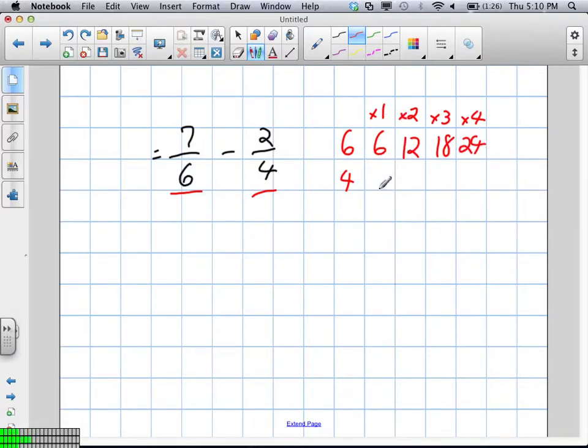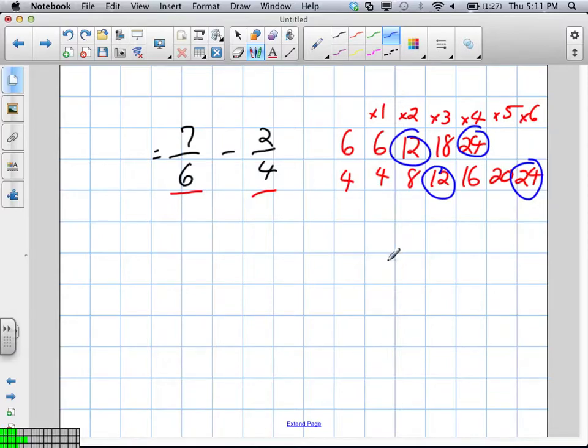Now let's use 4 and see if we can figure it out. 4 times 1? 4. 2? 8. 3? 12. 4? 16. What about if we went by 5? What's 4 times 5? 20. And 4 times 6? 24. Do you find a common multiple here? 24. Do you find any other common multiples? 12. That's right. Technically, either of these will work.